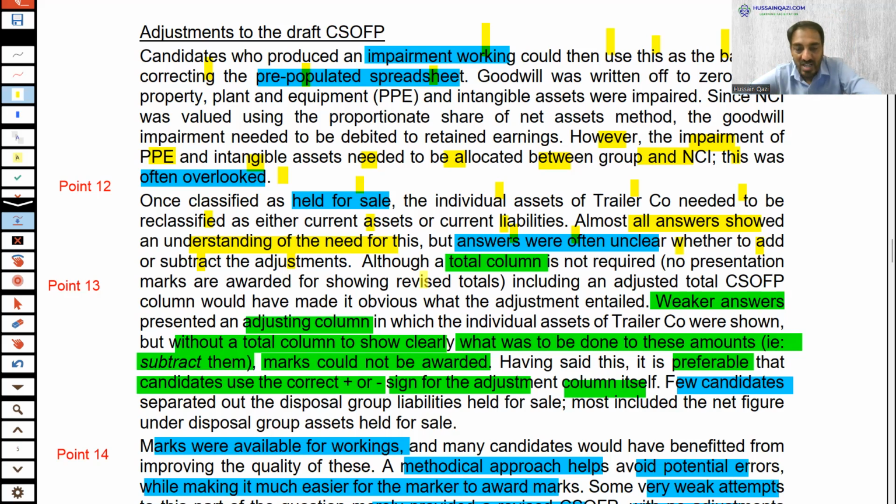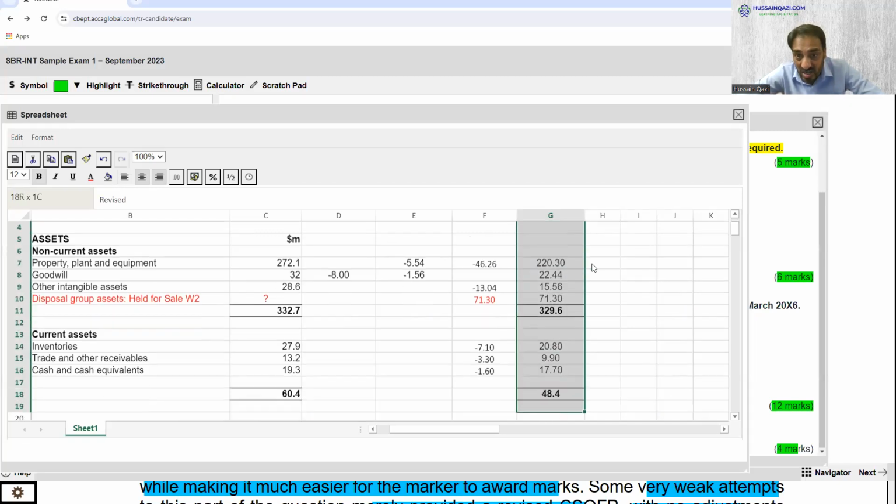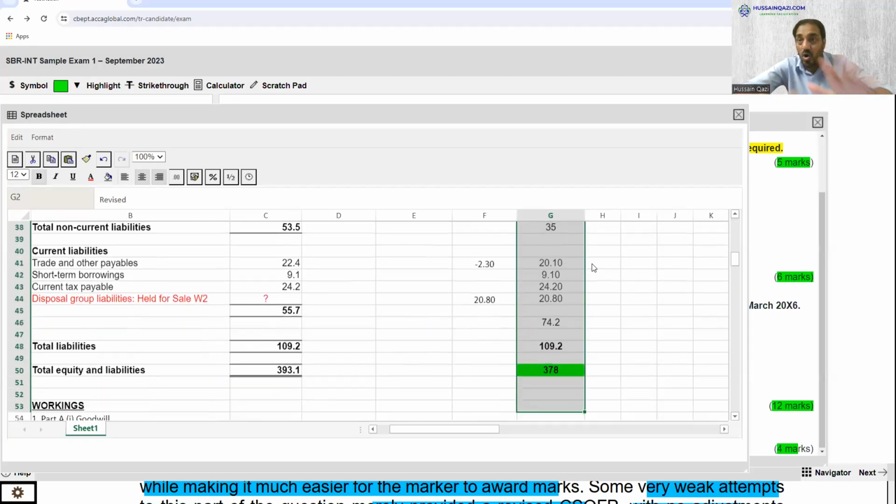This is very much important. Although a total column is not required, no presentation marks are awarded for showing revised totals, including an adjusted total consolidated statement of financial position column would have made it obvious what adjustment entailed. As I have already told you, this revised consolidated statement of financial position has no marks.